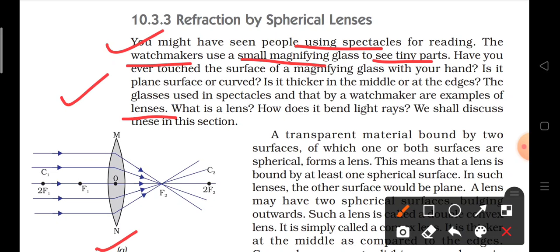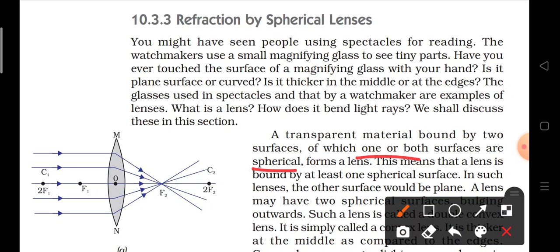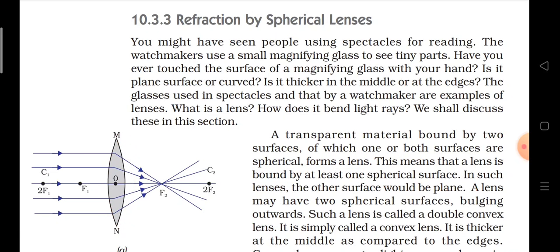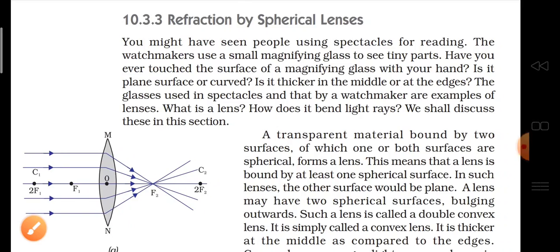So let us discuss the lenses one by one. First of all, we discuss the convex lens. A lens is a transparent material bound by two surfaces, surface 1 on this side and surface 2 on this side. Clear? Next, of which one or both surfaces are spherical, forms a lens. This means the lens is bound by at least one spherical surface. One surface can be spherical, or both can be. Is it okay?